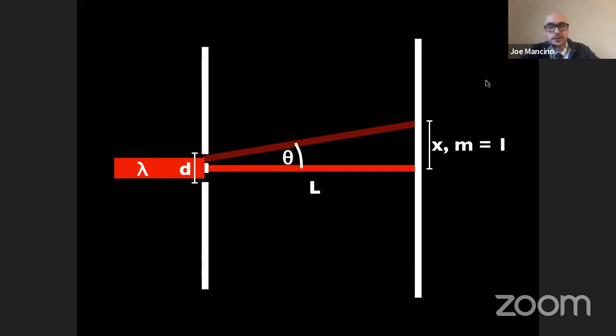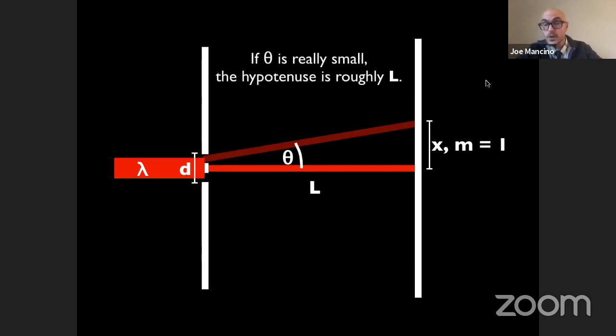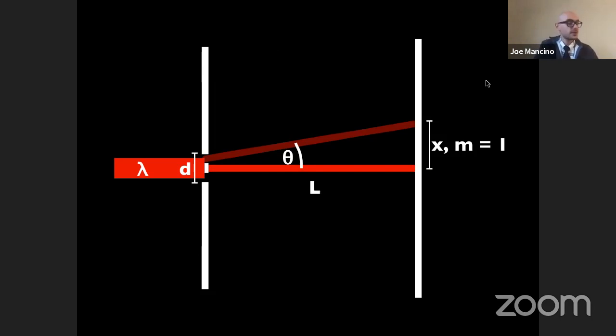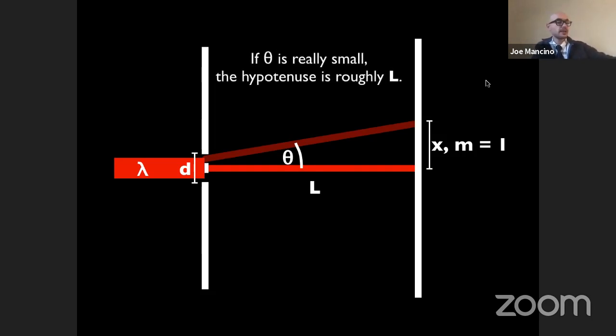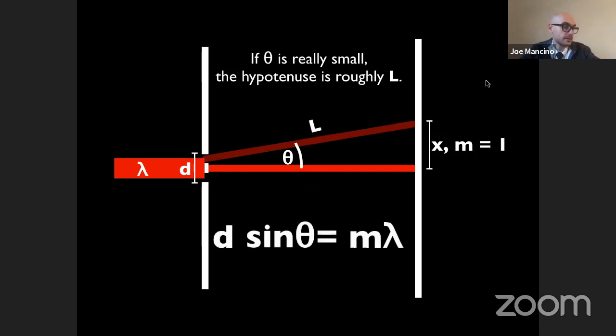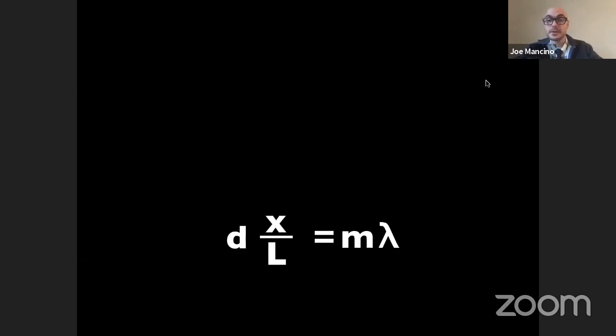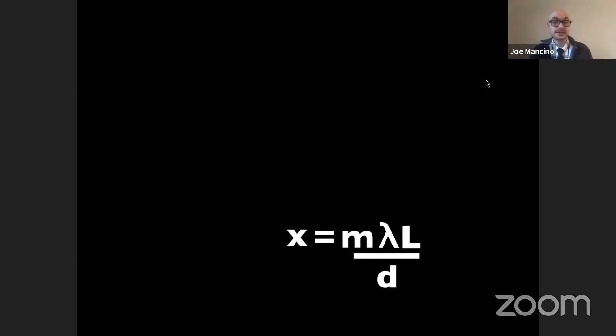If the angle is really small, we get to apply an approximation called, appropriately, the small angle approximation. If the angle is really small, the hypotenuse is roughly equal to L. I'll show you that one more time. Notice that L is the distance to the wall. But if the angle is small, L is approximately equal to the hypotenuse. So d sine theta becomes d opposite over hypotenuse. That's x over L. And if d times x over L equals m lambda, we can rearrange that for an expression that describes the spacing of those bright dots. x is m lambda L over d.